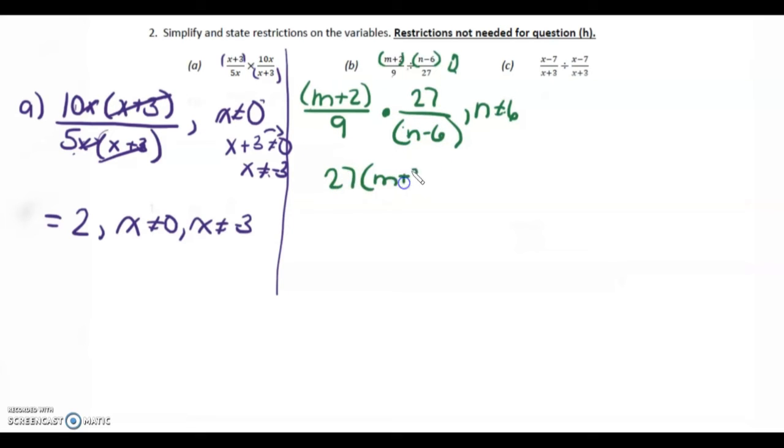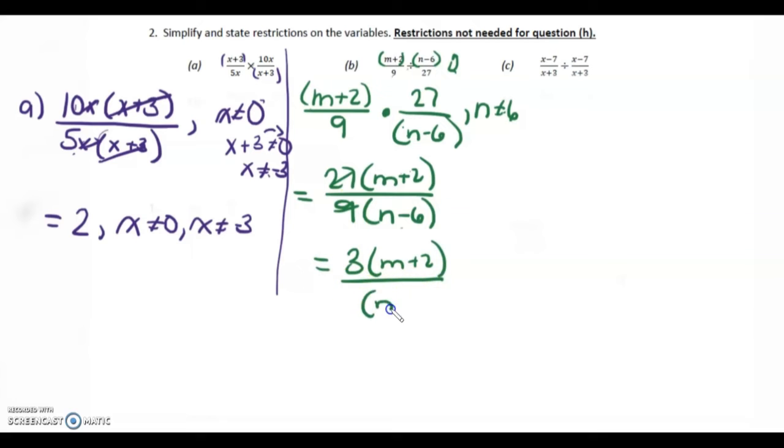So, pull the monomials in front for better math form. We have 27, m plus 2, 9, n minus 6. These brackets cannot cancel. These numbers can reduce to a 3. So 3 is going to be in the numerator, such that n does not equal 6. So 3m, bracketed m plus 2, over n minus 6, such that n does not equal 6.